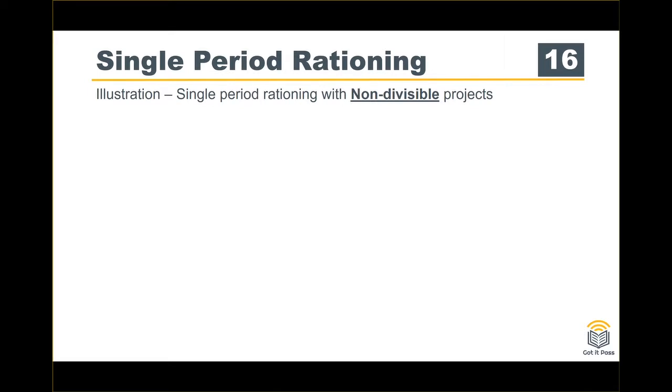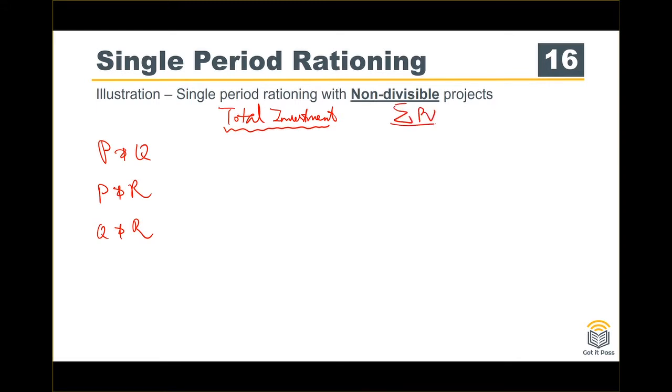If it is non-divisible, then we need to find the combinations for the combinations that can give you the highest NPV. For example, we can have P and Q, we can have P and R, we can have Q and R. Then I put down the total investment here. Total investment, and then the summation of PV, and the NPV.